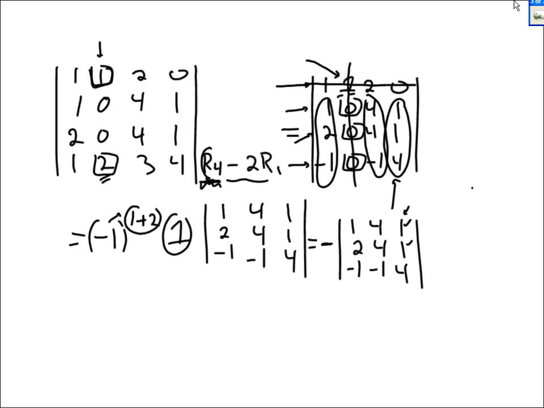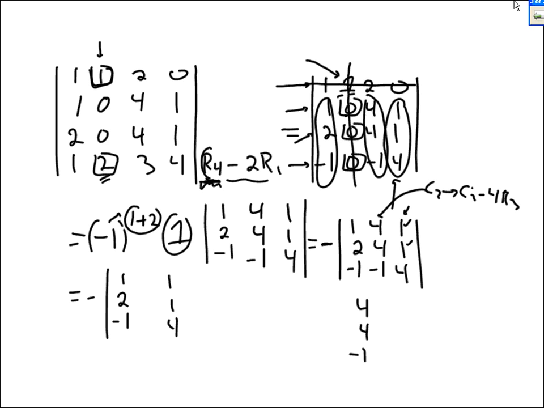So how about we go to column 2. Column 2 is going to become column 2, but then I'll take away 4 times column 3. Okay. So I have the negative in front. Column 1 is not changing. Column 3 is not changing, but column 2 is. It's column 2 minus 4 times column 3. 4 times those numbers are 4, 4, 16.